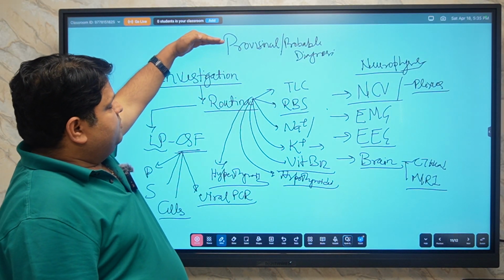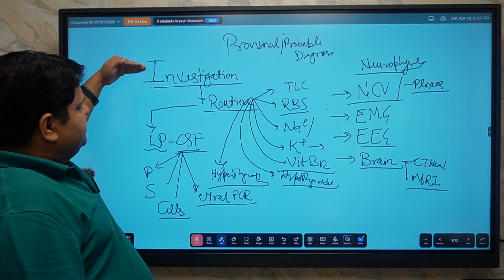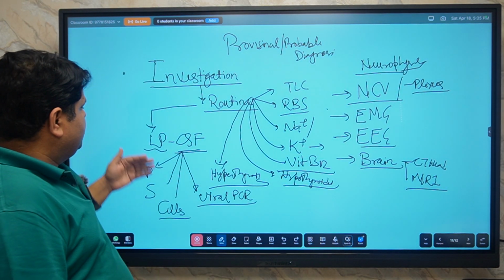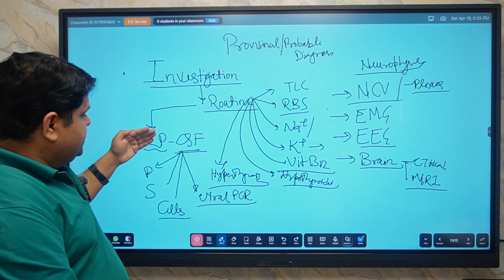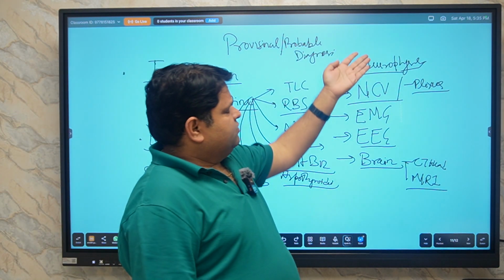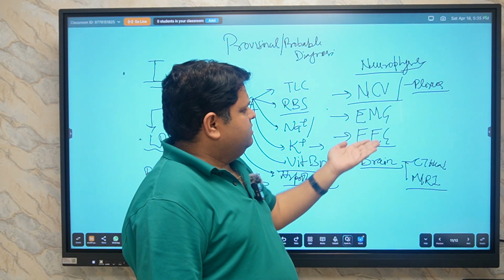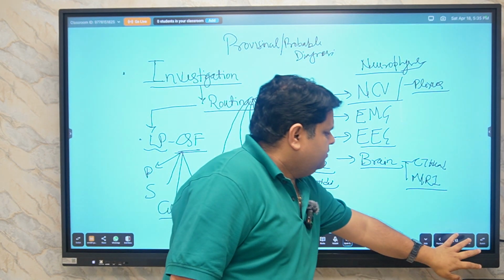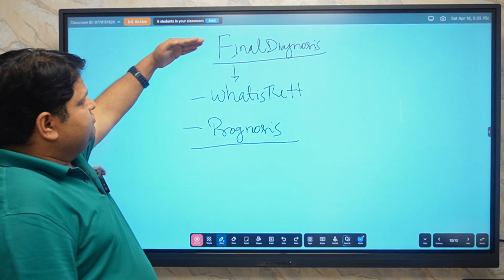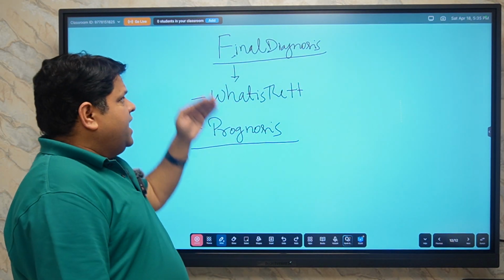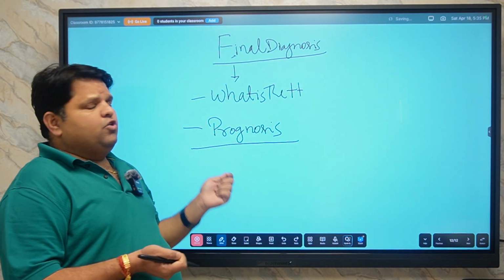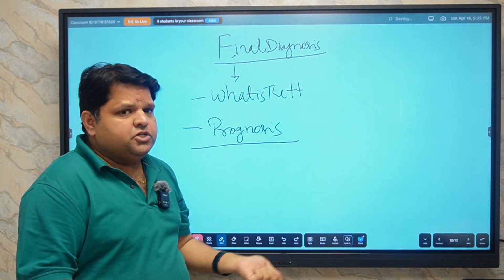Then we will reach the probable diagnosis. Then we go for the investigation, in which routine investigations are important from the neurology point of view, along with the importance of CSF examination, neurophysiology like NCV, EMG, EEG, and brain imaging like CT scan or MRI. Then we reach the final diagnosis, and according to that we will start the treatment of the patient and decide the prognosis of the patient.